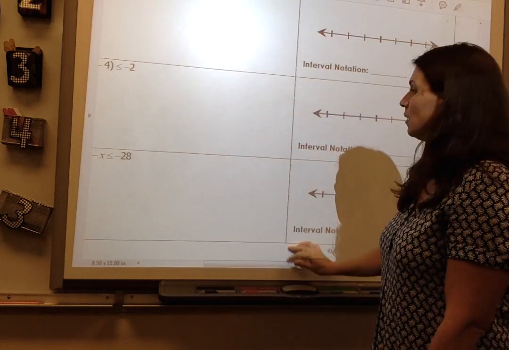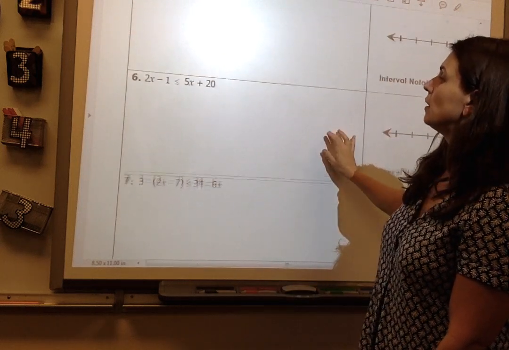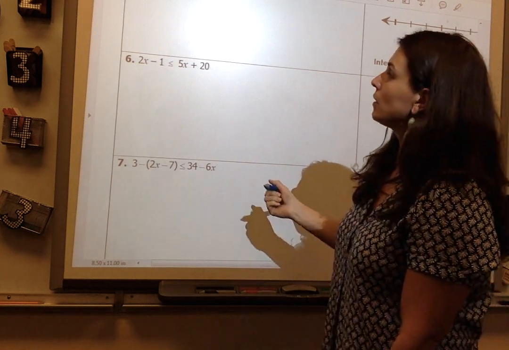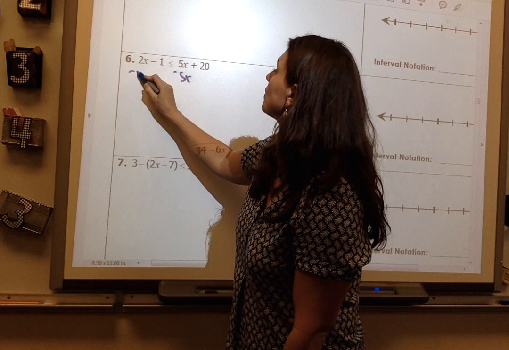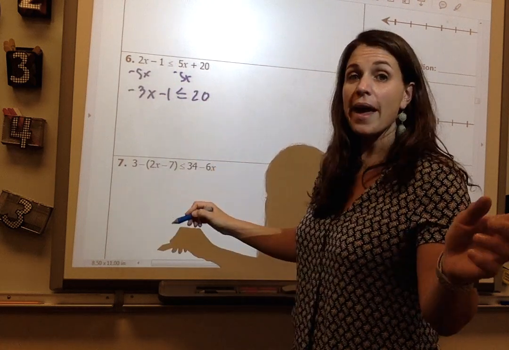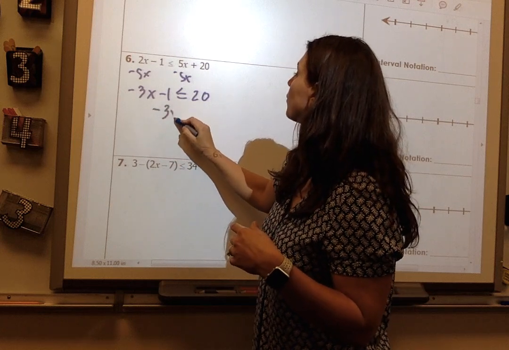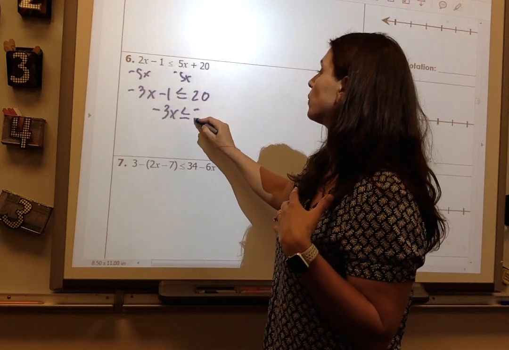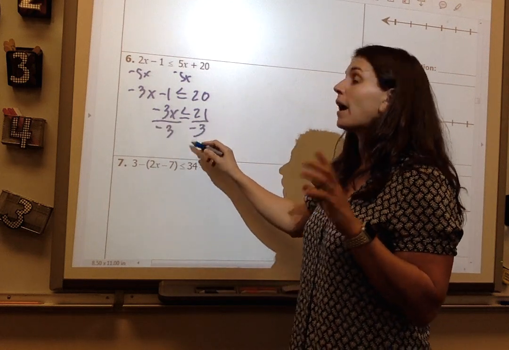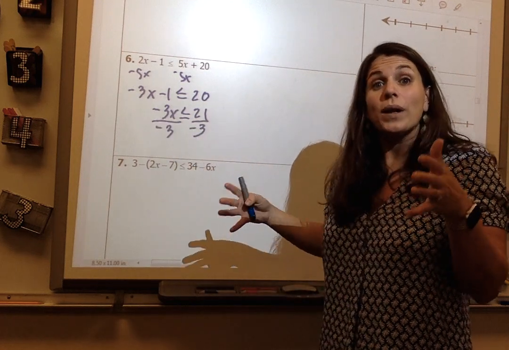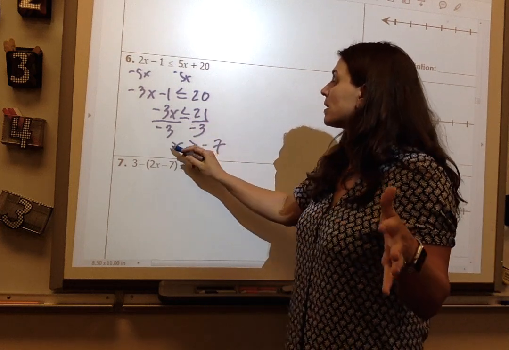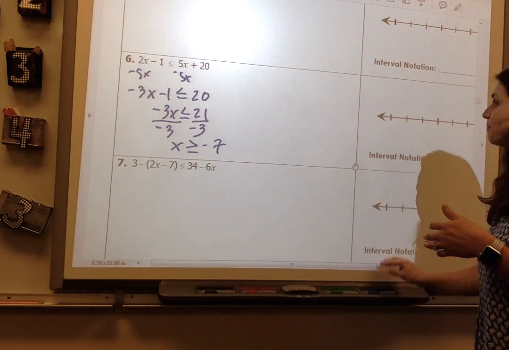So, let's do number 6. I'm still going to solve, subtracting 5x on both sides. I get negative 3x minus 1 is less than or equal to 20. Add 1 on both sides, and I get negative 3x is less than or equal to 21. Now I'm going to divide by negative 3. Remember, when I divide both sides by a negative, what needs to happen? I have to flip my sign. So it becomes x is greater than or equal to negative 7.